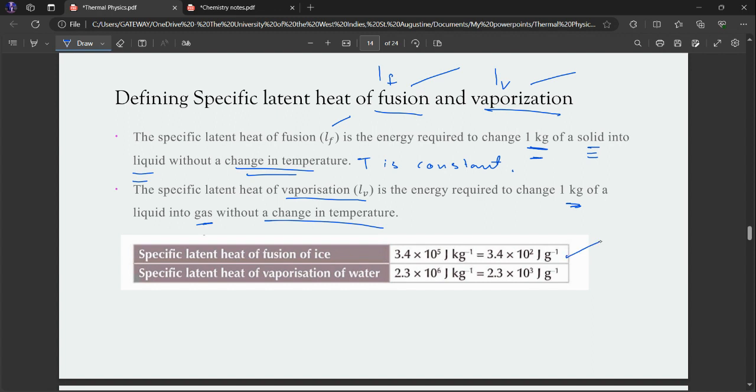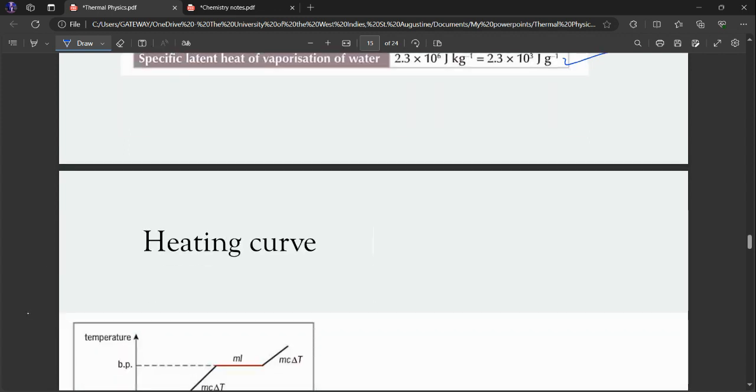This is the value for ice, the specific latent heat of fusion of ice. This is the value for water, the specific latent heat of vaporization of water. Very important. But these values are normally given, though it's still important to familiarize yourself with them.